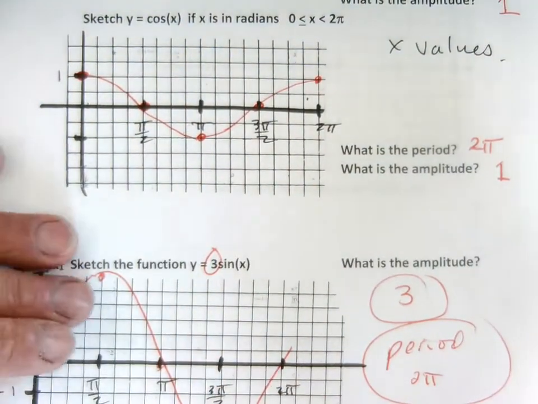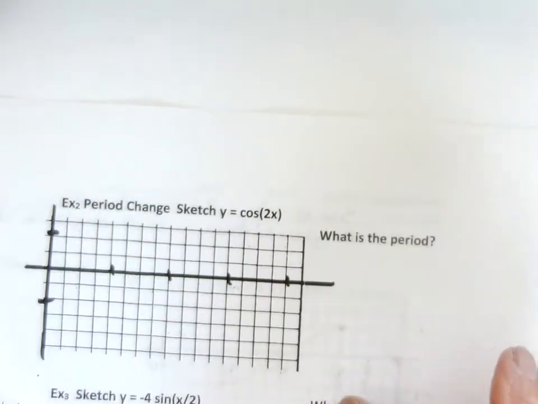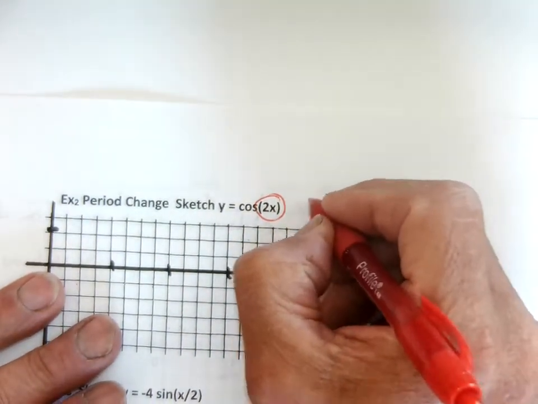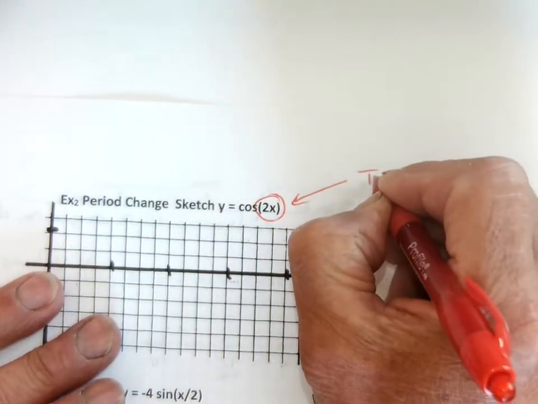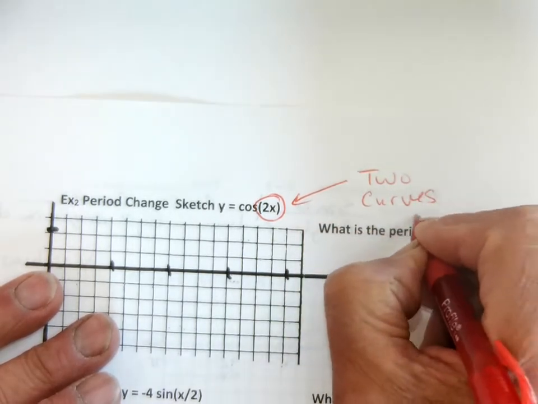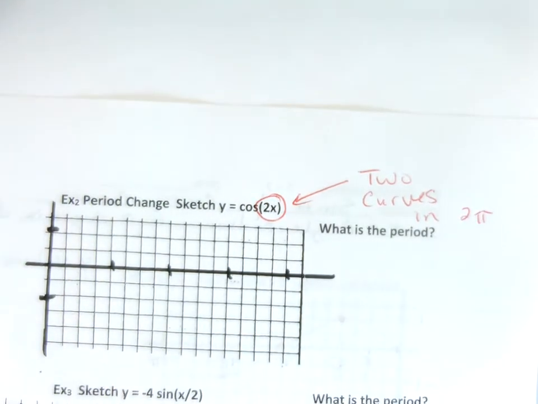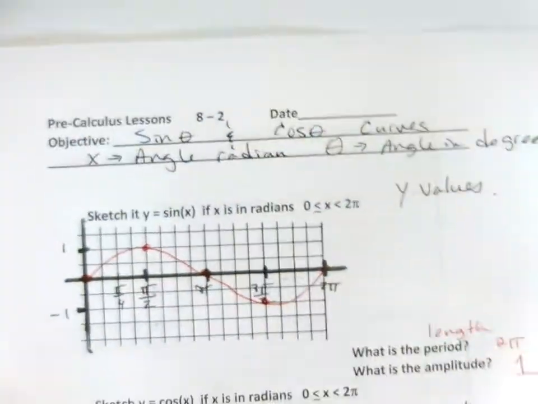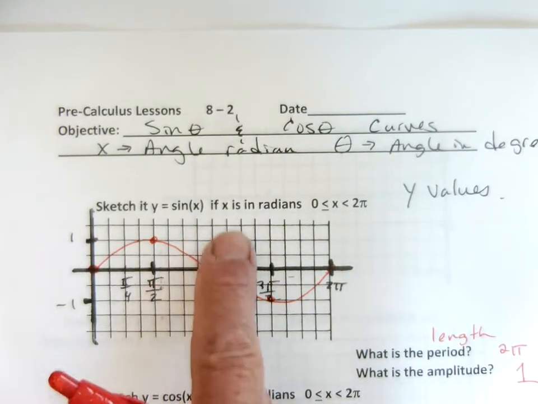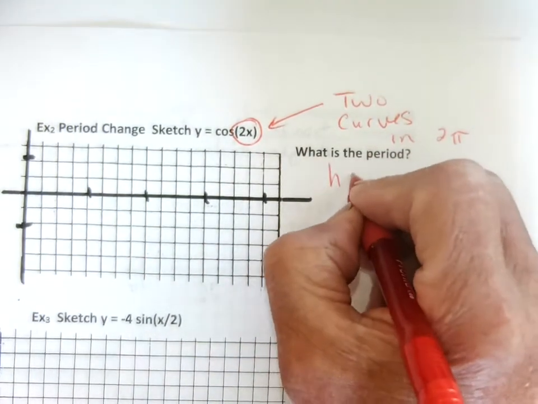Okay, turn the page. Now, we can change the period, okay? Now, what this says is we need 2 curves in our normal 2 pi, okay? So if I'm going to try and fit 2 curves in here, I'm going to have to squish them up, right? So if I need 2 curves, it's just going to be half as wide.